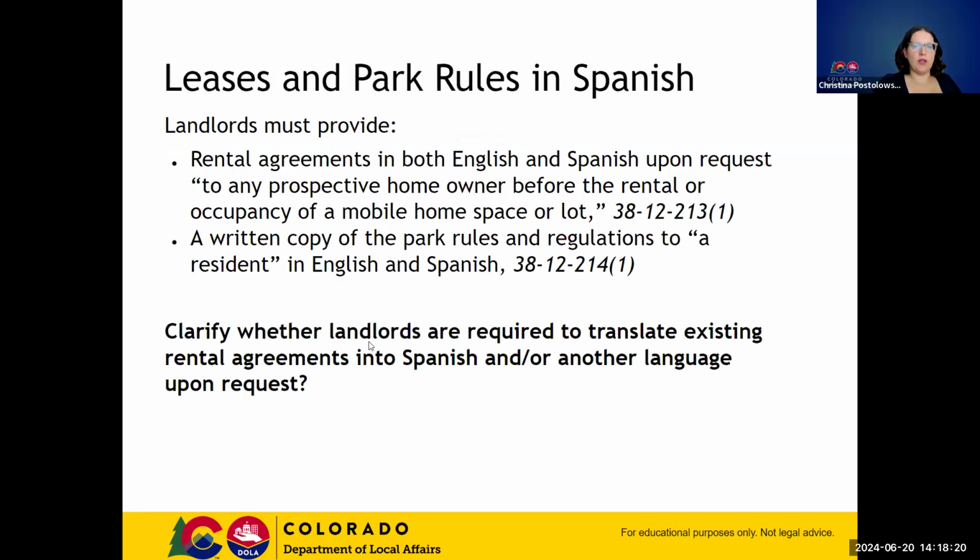If you have any new tenants, you will need to provide them copies of rules and regulations in English and Spanish. And then we're looking at clarifying whether the copies of rules might need to be provided in Spanish to existing tenants.